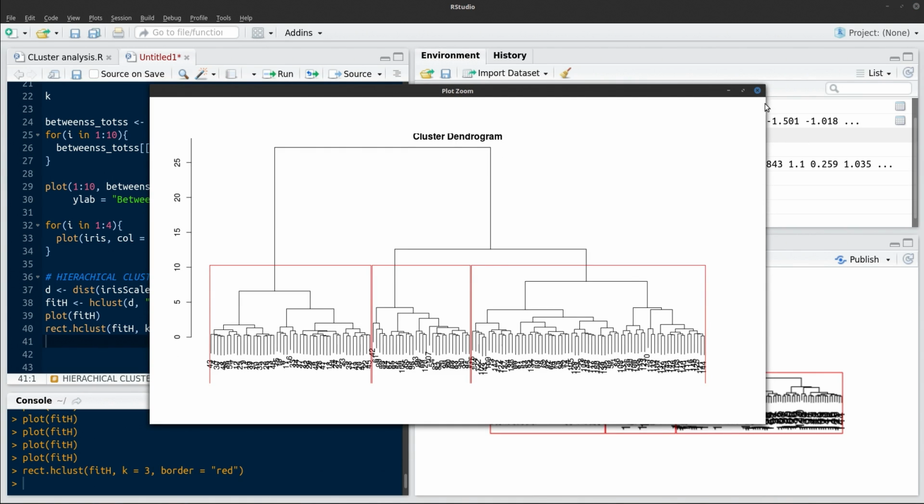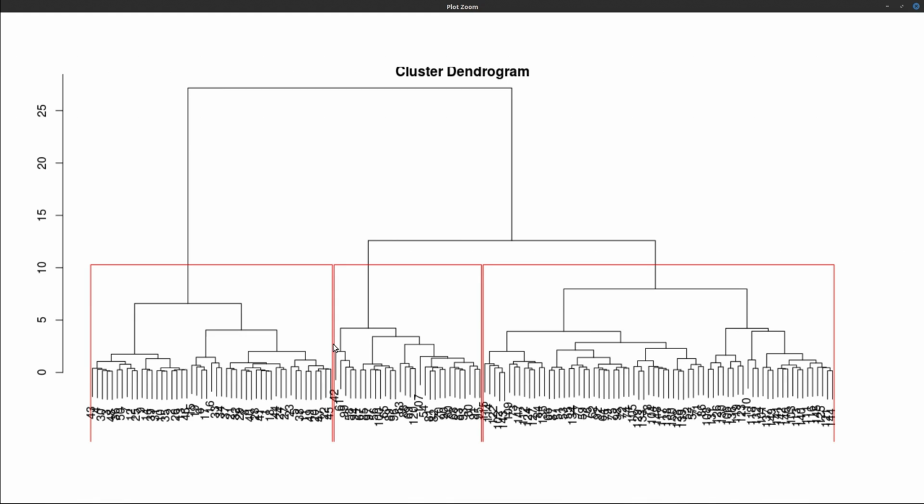And so I hope that you can see that in order to categorize all of our observations into one of 3 clusters, we would have to cut the tree at this point, so that everything below this point is considered a cluster here, everything below this point is considered a cluster here, and everything below this point is considered a cluster here. And this also shows us exactly which observations will end up inside which cluster.